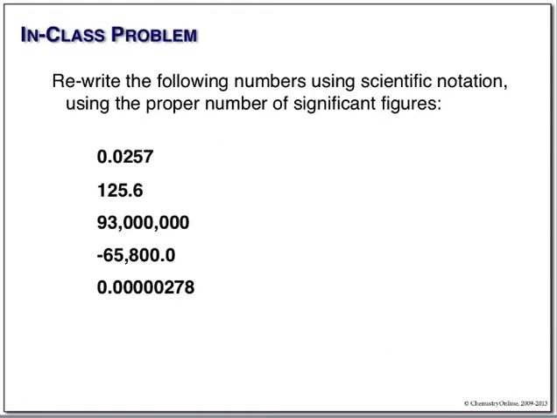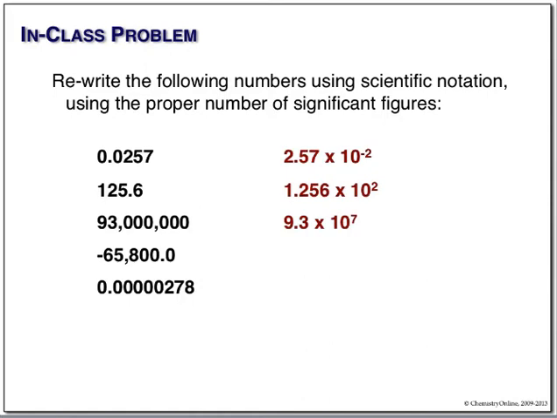If we have 0.0257, we have a decimal point, our leading zeros are not significant, we have three significant figures. Our next number, we do have a decimal point, we have four significant figures. In scientific notation, we would show all of them like this. 93 million, no decimal point, our trailing zeros go away, we're left with two significant figures, 9.3 times 10 to the 7th.